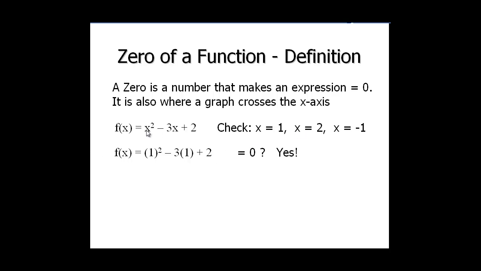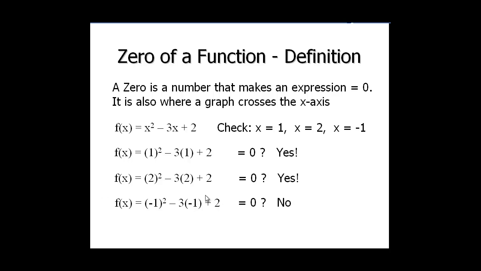Plug in 2. 2 squared is 4. 3 times 2 is 6. So it's 4 minus 6 plus 2. That is 0. So that's a 0. Negative 1. Negative 1 squared is 1. Plus 3 plus 2 does not make 0. So it's not a 0. Zeros come out to be 0 when you are working through the problem.